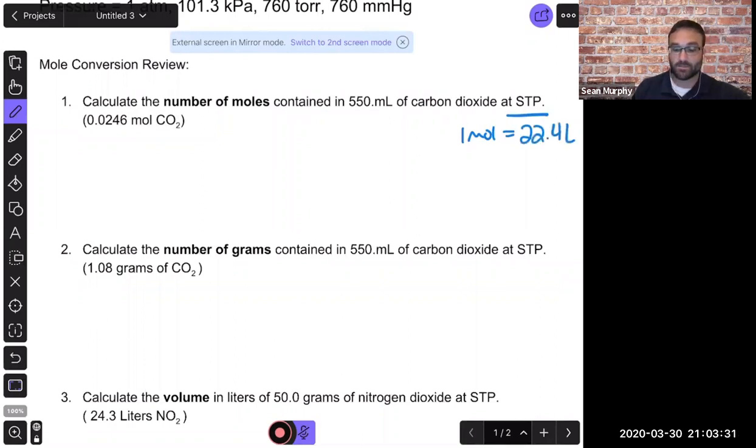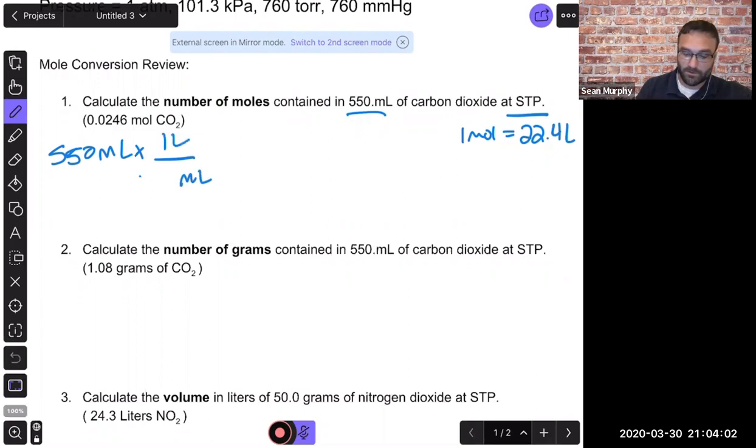Okay, so at STP, standard temperature and pressure, that's our conversion factor. But we don't have liters. We have 550 milliliters. So let's do some quick conversion. We have 550 milliliters on top, milliliters on the bottom. And remember, for every 1 liter, there are 1,000 milliliters.